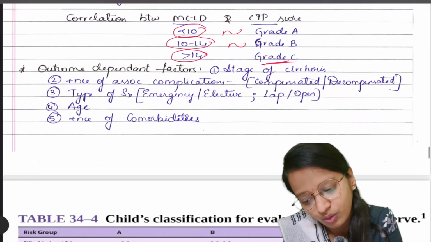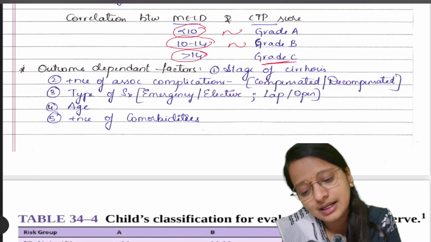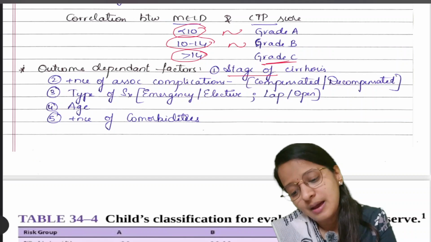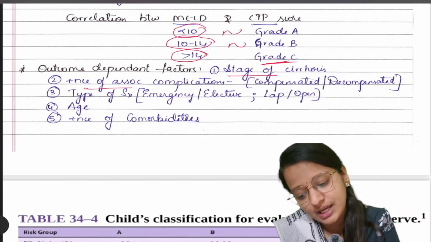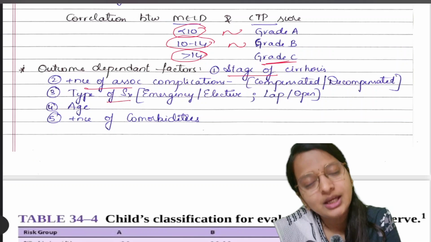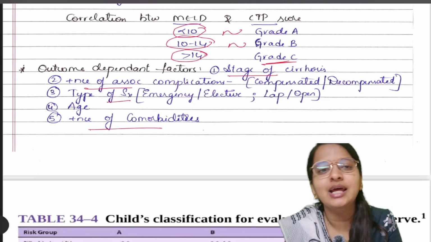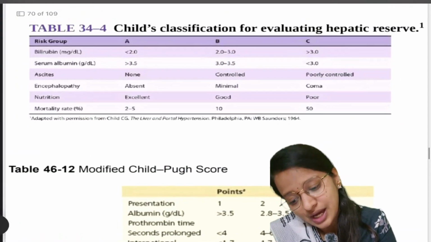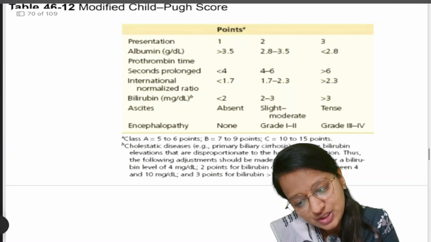So on the whole, outcome factors depend on the stage of liver disease, stage of cirrhosis, presence of associated complications, the type of surgery, the age of the patient, and comorbidities. So this is your Child score and modified Child-Pugh score.